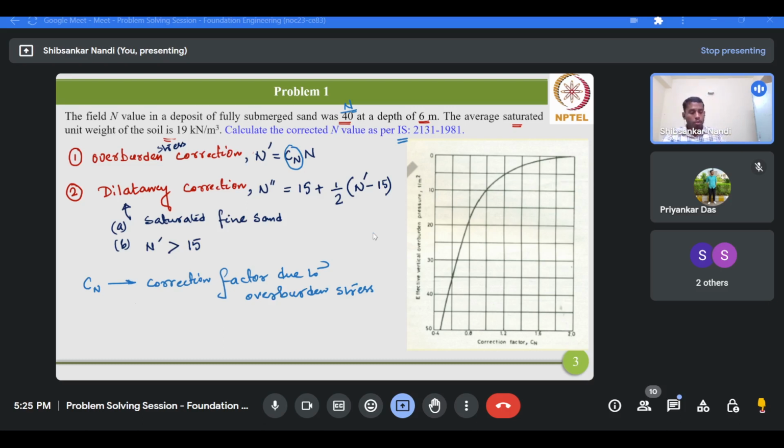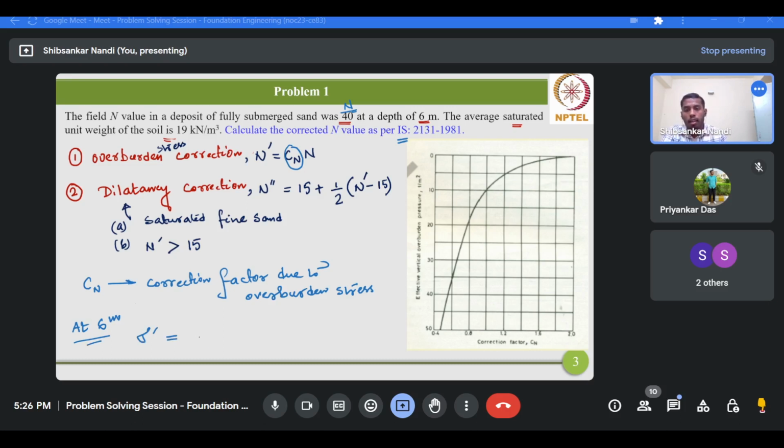Now as you can see in the slide, the y-axis is the effective vertical overburden pressure in ton per meter square, and the x-axis is the correction factor CN. To determine CN, we first have to calculate the effective vertical overburden pressure at the concerned depth. Here the concerned depth is 6 meter. So at 6 meter, we have to calculate the effective overburden pressure.